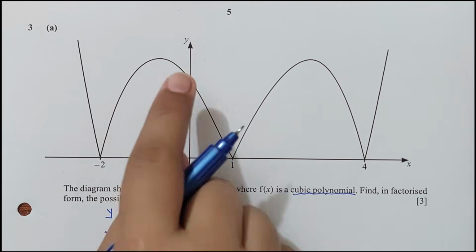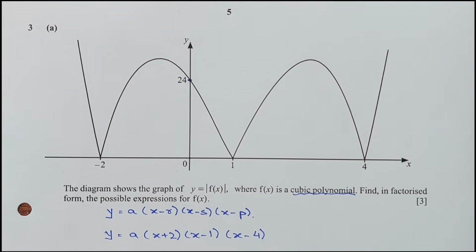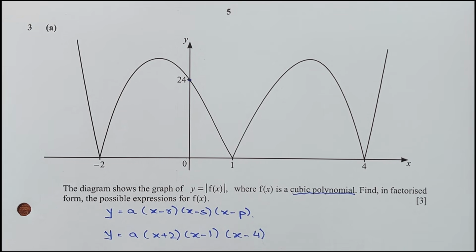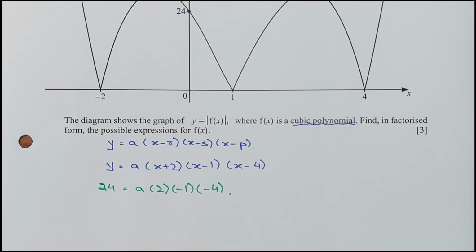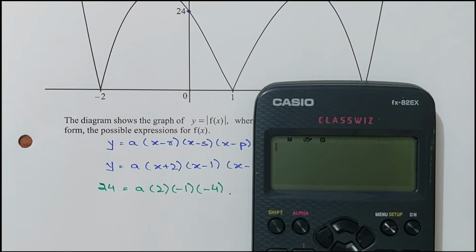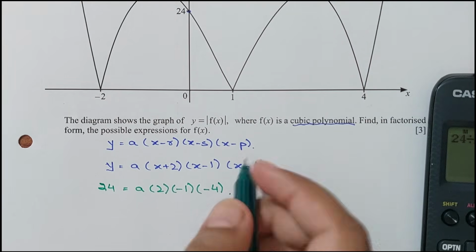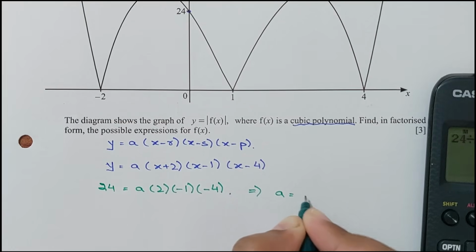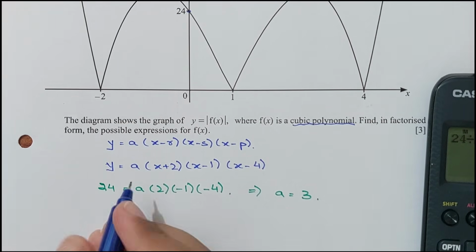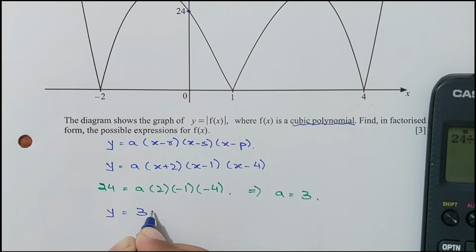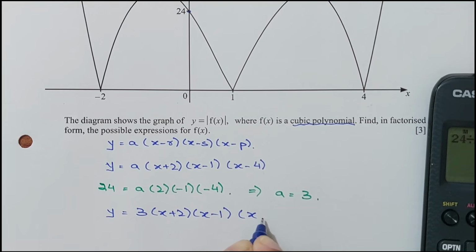To solve for the a value, we have to use the y-intercept, which is 0, 24. X is 0 and the y value is 24. So we have 24 equals a times, x value is 0, so 2 times minus 1 times minus 4. All right, let me solve for a. 2 times minus 1 times minus 4, 24 divided by the answer, which is 3. From here, the a value is 3, right? So we have y equals 3 times x plus 2 into x minus 1 into x minus 4.